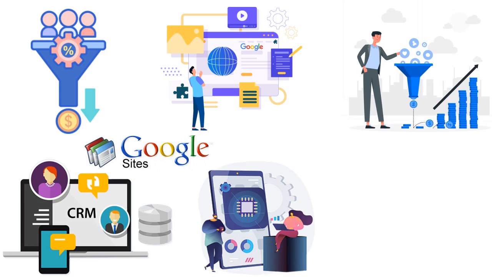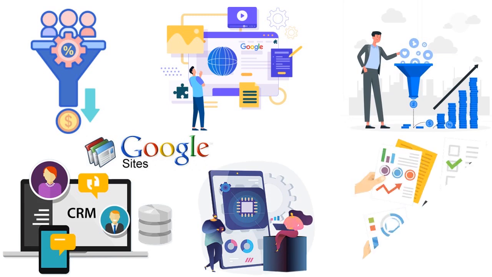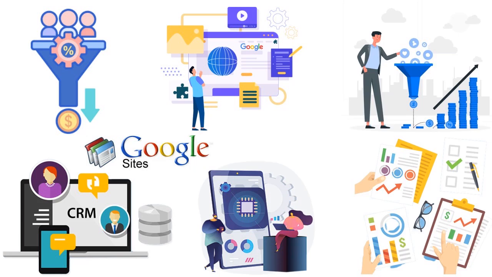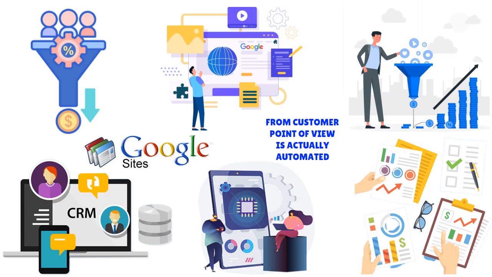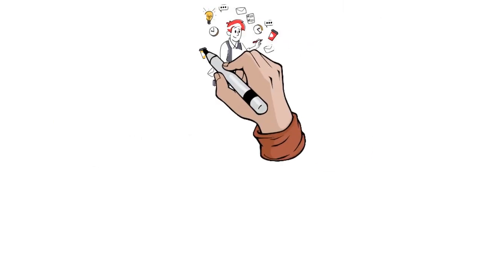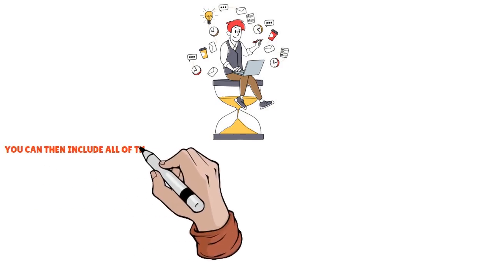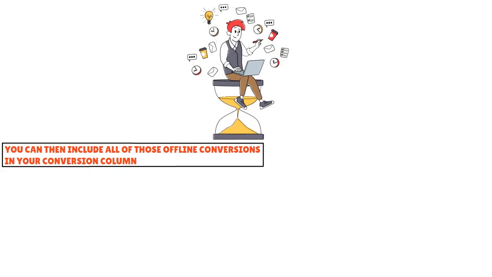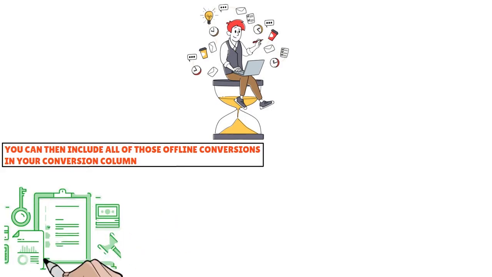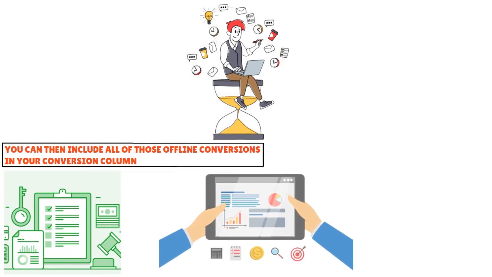Especially now with artificial intelligence, Google is investing big time in AI to make sure the conversion value calculation from a customer point of view is automated. So if you're able to integrate your CRM data into Google, you can include all of those offline conversions in your conversion column for your campaign, and Google Ads will be able to leverage automated bidding to try and maximize revenue or to hit a target ROAS, based on the value associated with all stages of the funnel. This is really important.